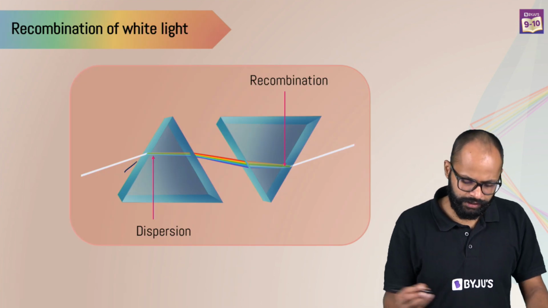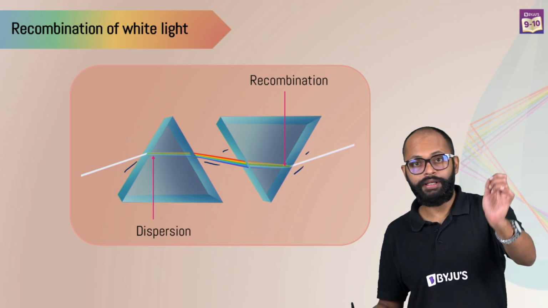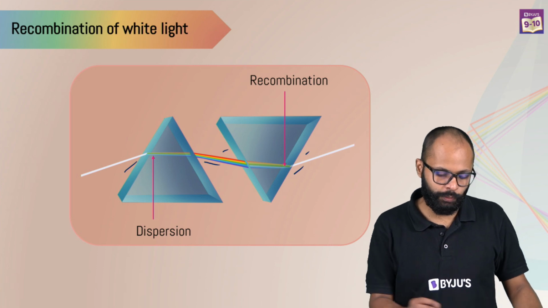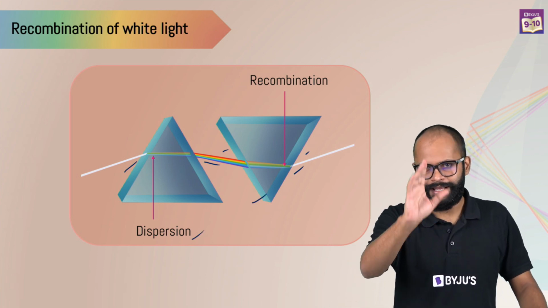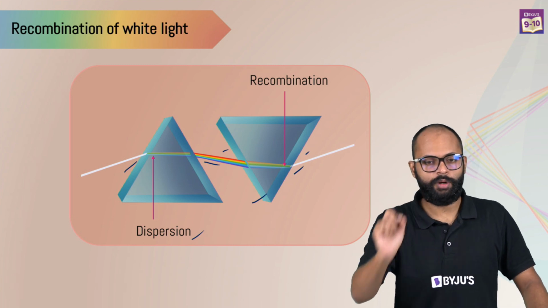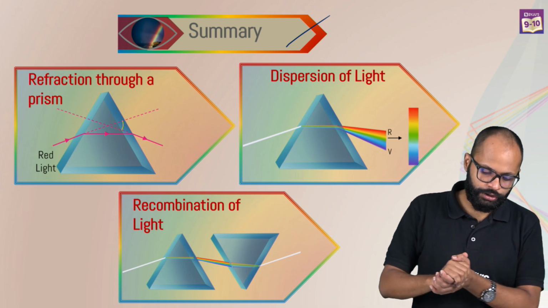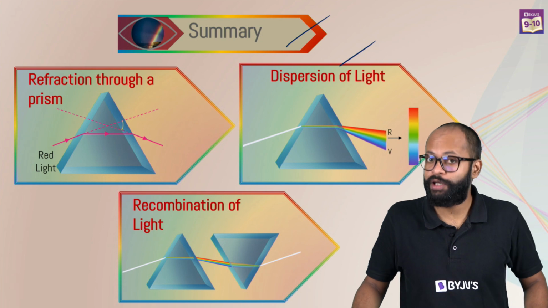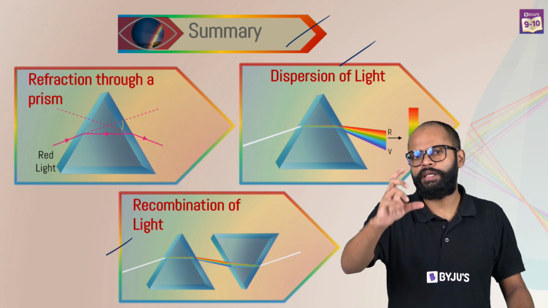Here dispersion occurred, splitting. But this one has actually done the recombination and gave you white light again. So yes, it is possible to recombine the white light using this kind of an arrangement. It's a very common question in a lot of exams, right? So please make sure you understand properly. So people, let's summarize everything. Refraction through a prism, you have understood this, right? Dispersion of light, it's the splitting of white light, and recombination of light. We can do it, you just have to use an inverted prism.